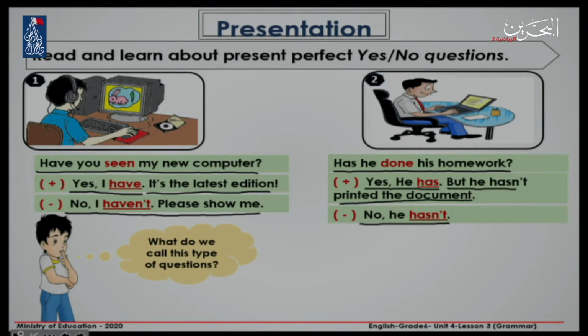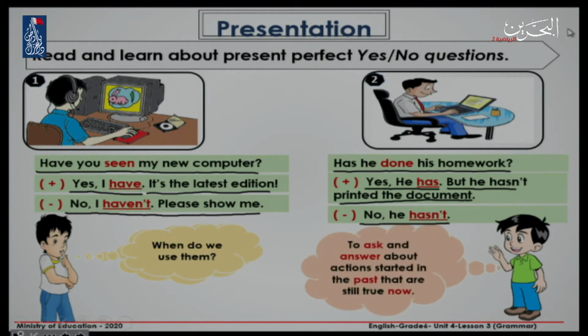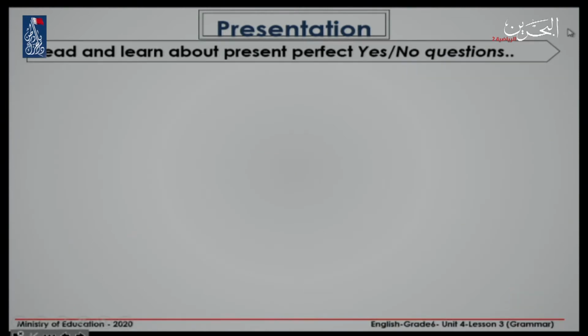What do we call this type of questions? These are known as yes-no questions. When do we use them? We use them to ask and answer about actions started in the past that are still true now. Now let's read and learn more about present perfect yes-no questions.